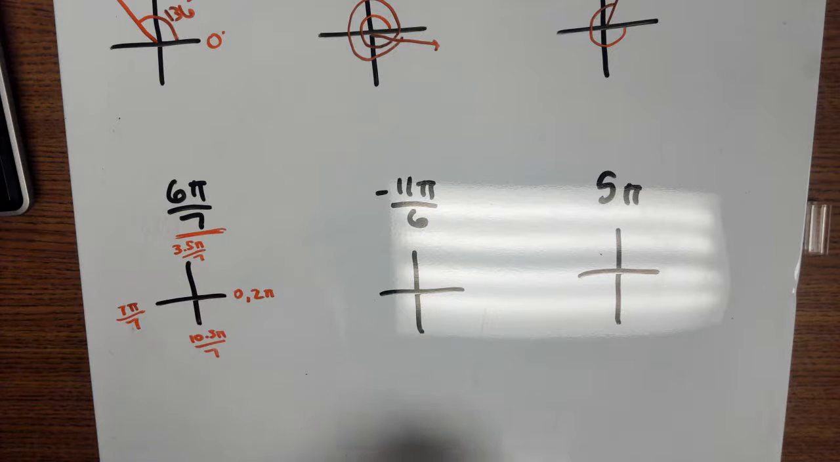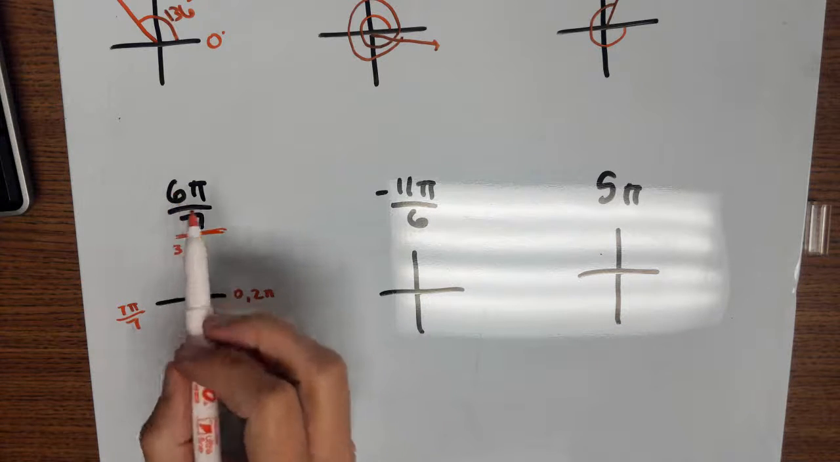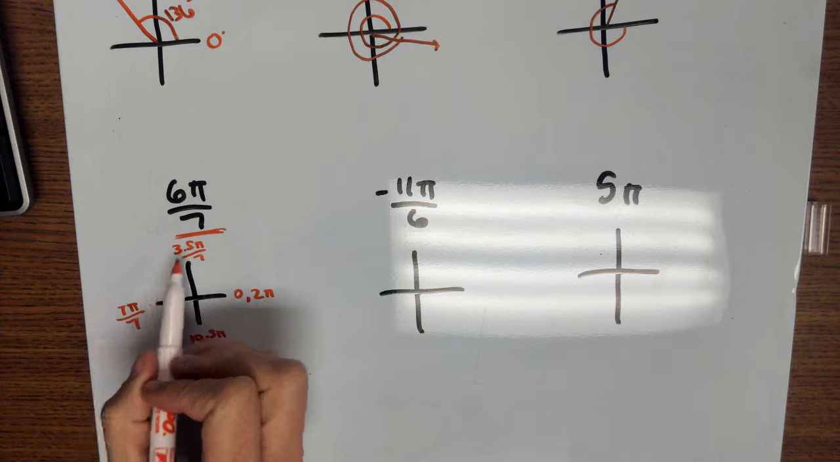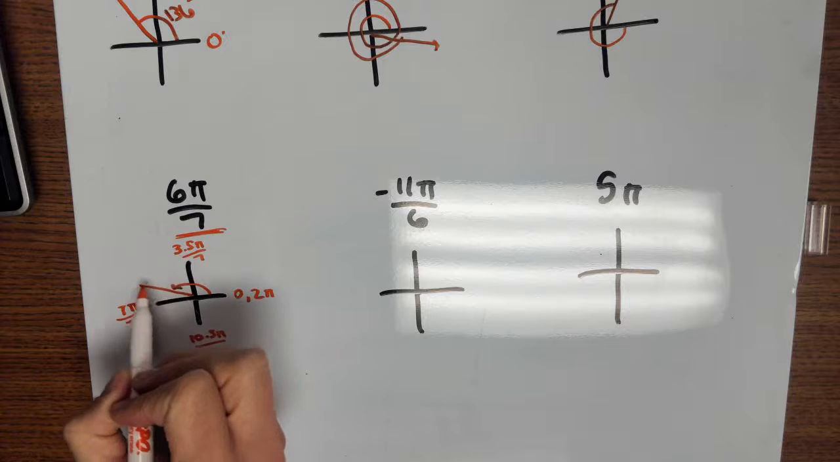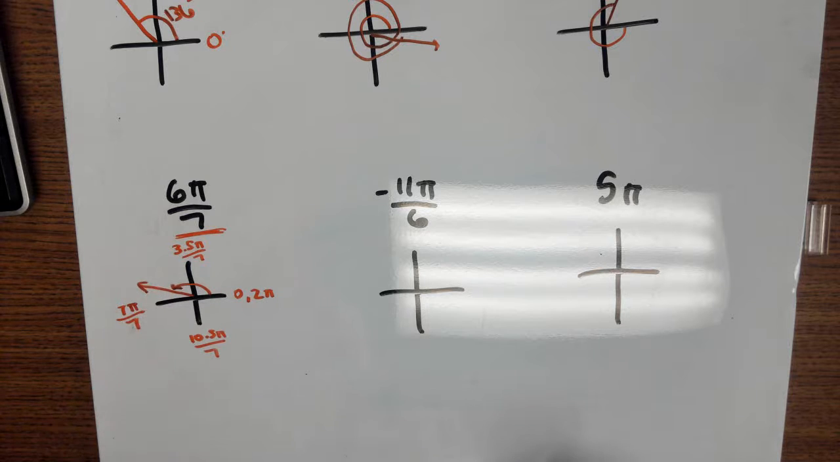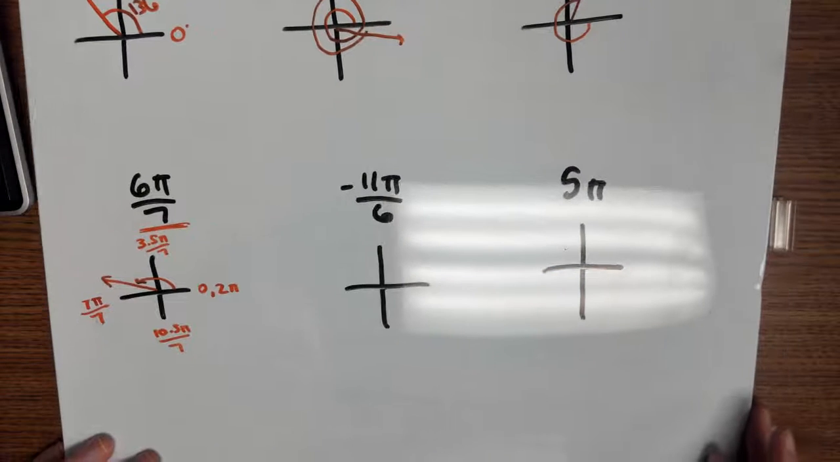So if we were to sketch these out, I want to go to 6 pi over 7. That's going to be somewhere between 3.5 and 7, much closer to the 7, and that would be my 6 pi over 7 radians sketched out. It's an angle, it's just a different unit than degrees.